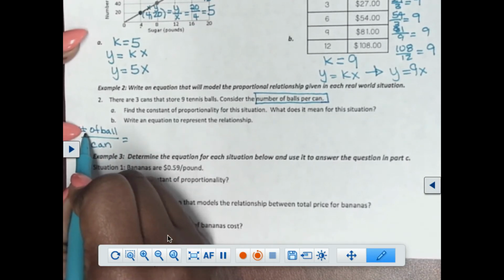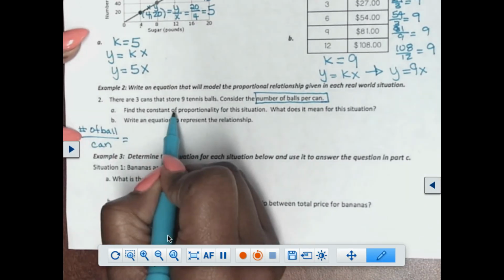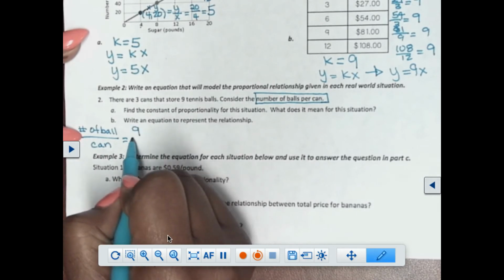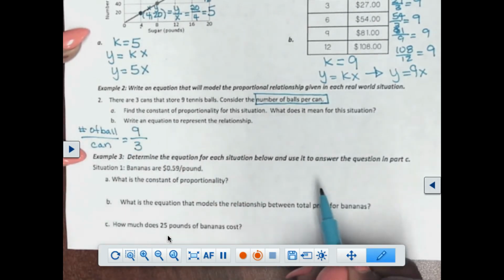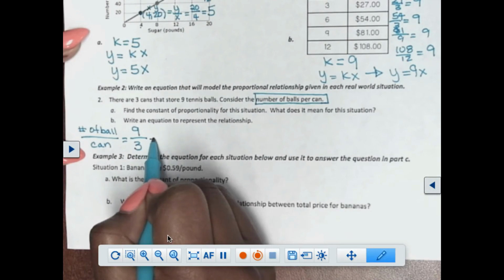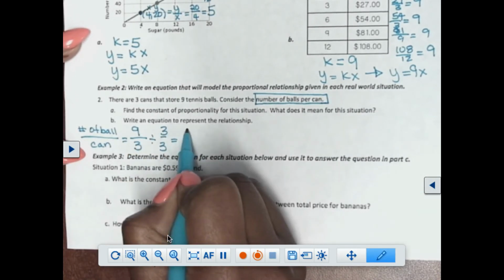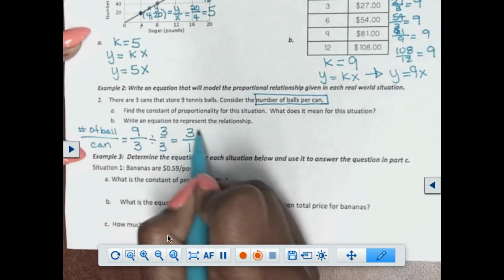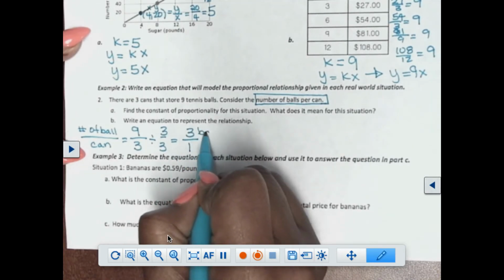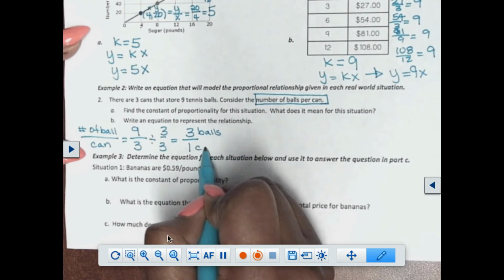Well, what's the number of balls in a can? There are 9 in a can, and there are 3 cans. And to find that unit rate, remember, we have to divide the top and the bottom by 3. That gives me 3 over 1. Well, what does this stand for? There are 3 balls in 1 can, okay?